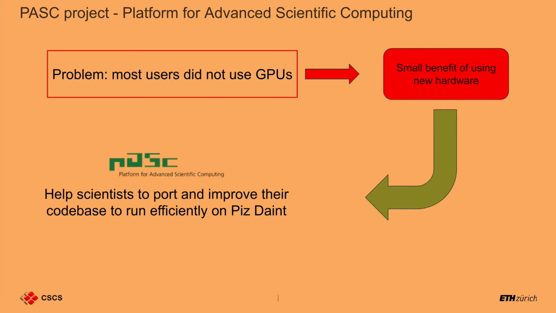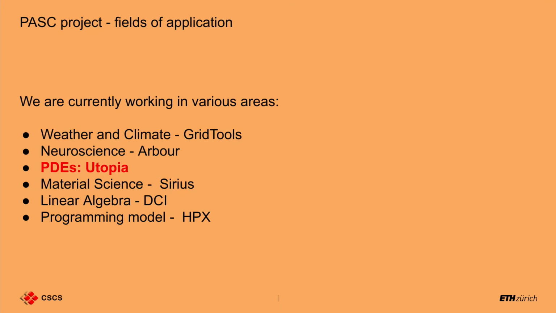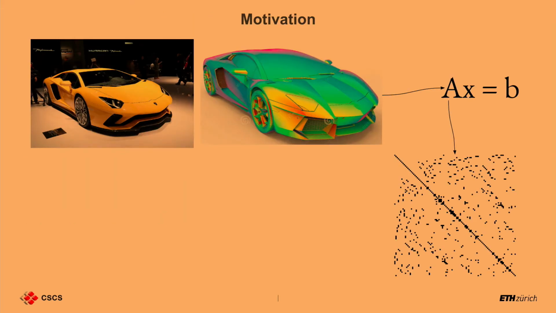And for this reason, first of all, they established a project called PASC, where the idea was to fund research workers in order to help scientists to port or improve their code in order to run on GPUs, in our case on PETSc. So, the PASC project has many fields of application. Among these, there is also what we call PDEs, where we funded Utopia. And there are also other fields, like, for example, I've seen a poster about GridTools that's been funded through PASC.